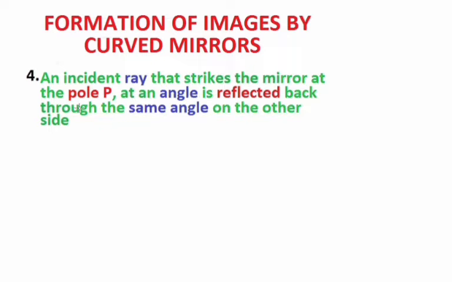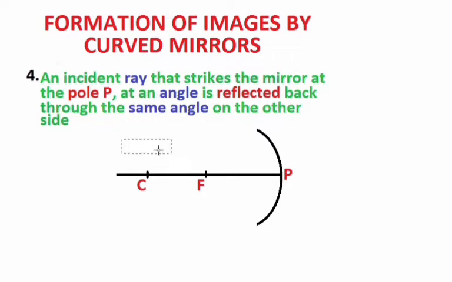Rule 4, an incident ray that strikes the mirror at the pole P at an angle is reflected back at the same angle on the other side of the principal axis. So let's take a look at this. When I draw a ray that strikes the mirror at P at an angle, I'll draw a red line to represent that angle. So this is the red angle.